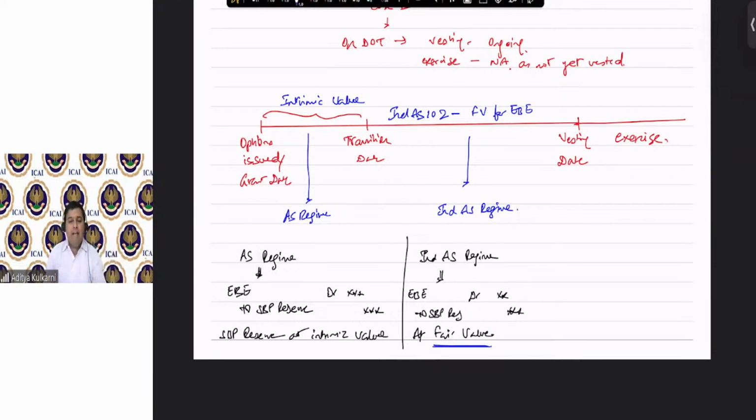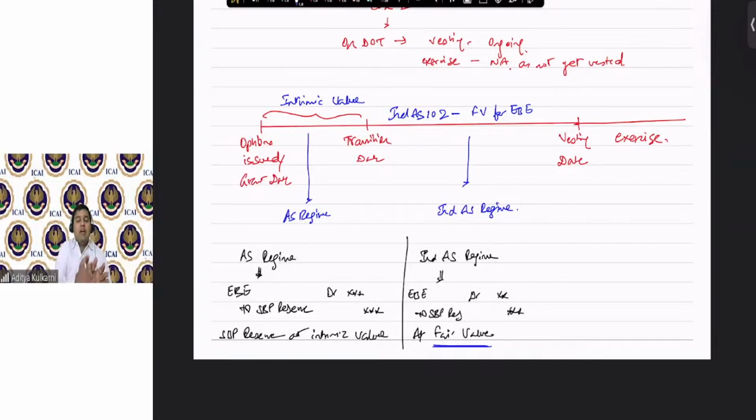Now which fair value will you take? Sir, I will take fair value on grant date. But sir, you just told me that if Ind AS 101 gives me a relief, then I'll continue with intrinsic value. That means if there is a transitionary relief provided in case 3, we will end up violating Ind AS 102 because we are not taking employee benefit expenses on the basis of fair value on the grant date. And therefore, in case 3, it does not make sense to give any transitionary relief.